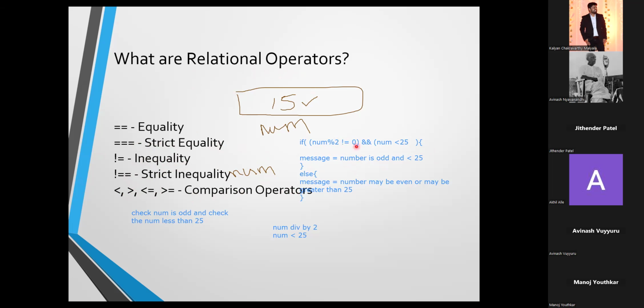Not equal to in the sense that if a number is divided by 2, then the remainder value is not equal to 0, then it is an odd number. We'll treat it as an odd number. Is this clear till now? We'll see practically now.